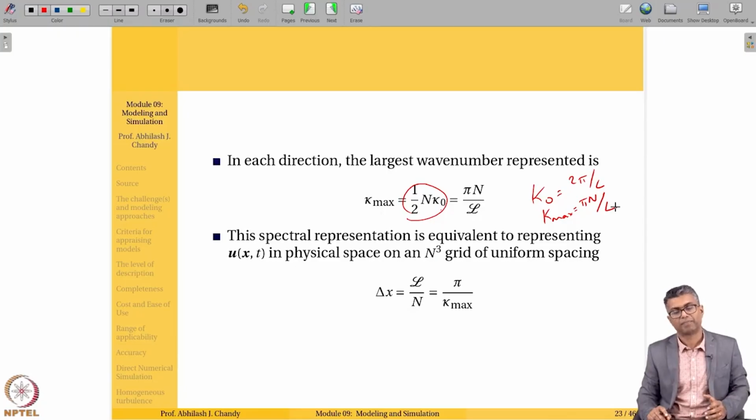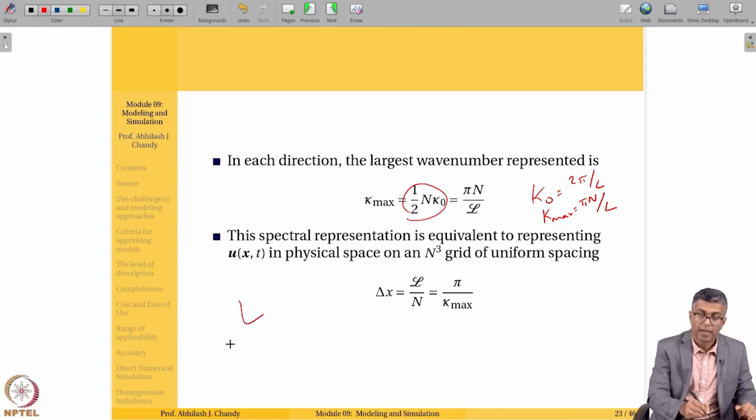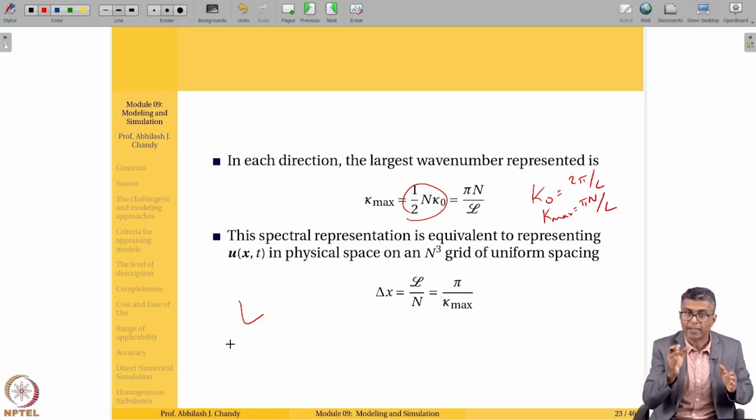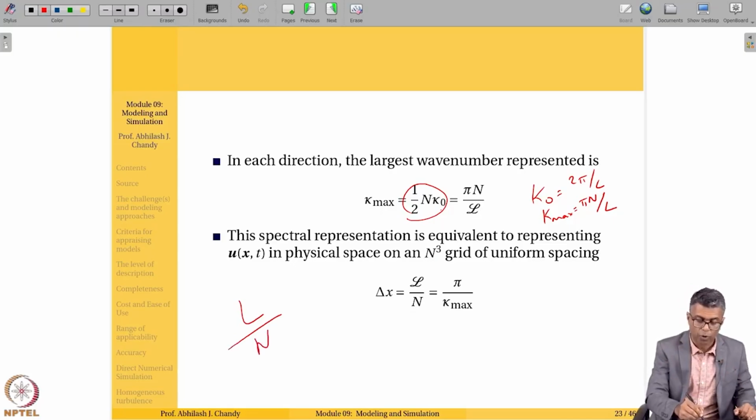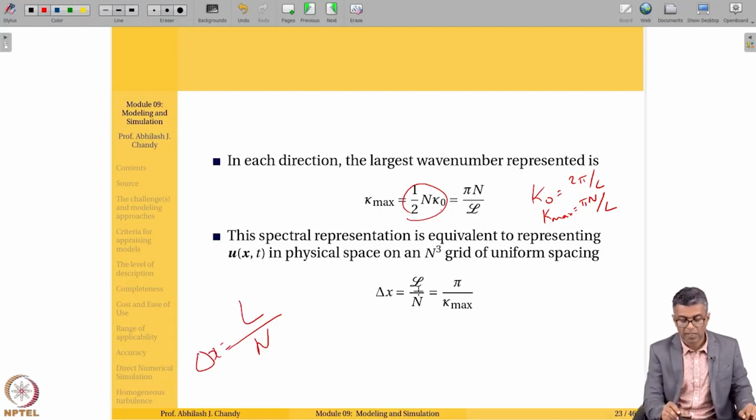Now let's say you are solving it in physical space. If you were solving it in physical space, you would have the entire domain L divided into N grid points. So L over N is your delta x, isn't it? L over N is your delta x. That's your grid size. So your delta x is L over N.